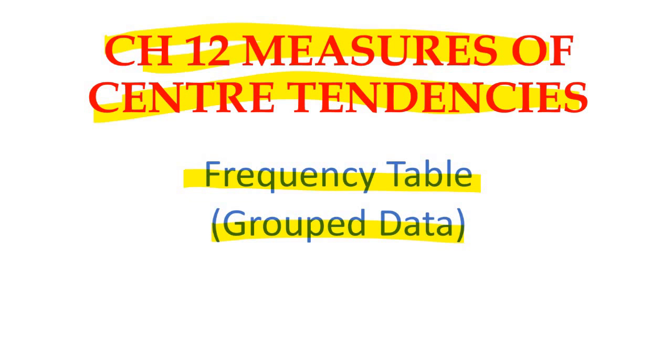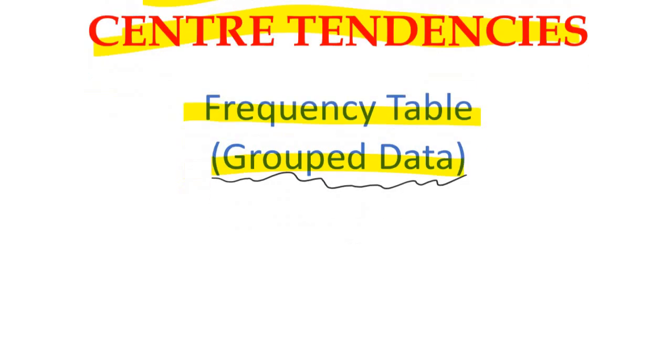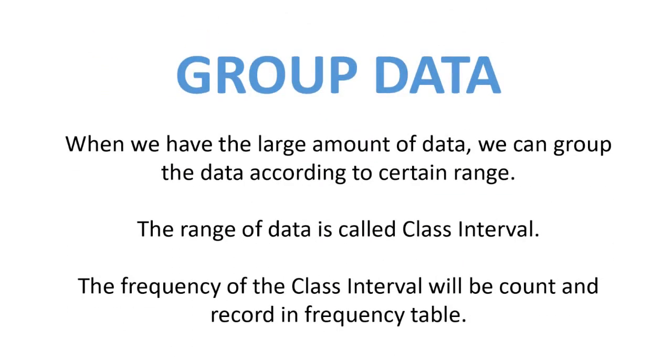Previously we already learned about the frequency table for ungrouped data. Now it's different, because we need to do it for group data. We usually use group data when we have a very large amount of data. When we have a large amount of data, we group the data according to a certain range. The range we use to group the data is called a class interval.